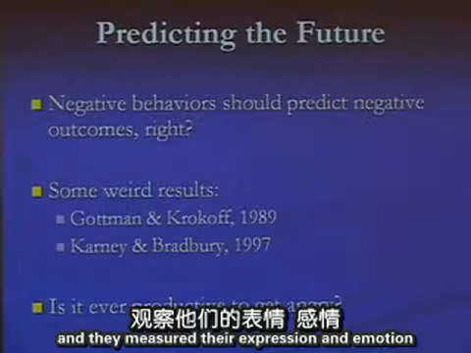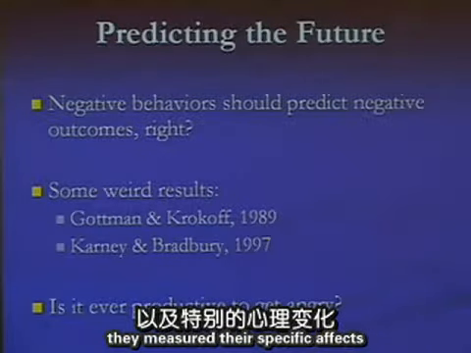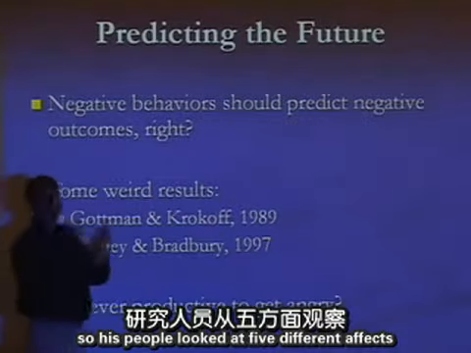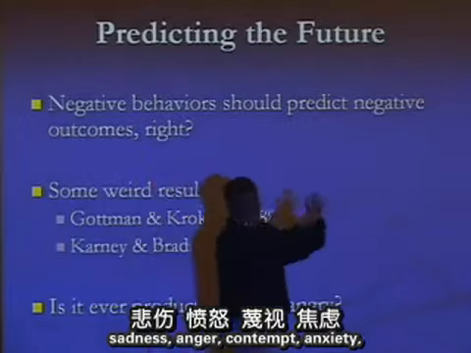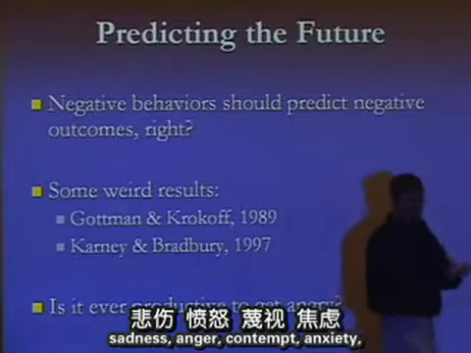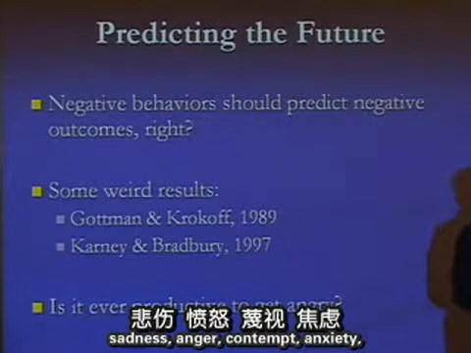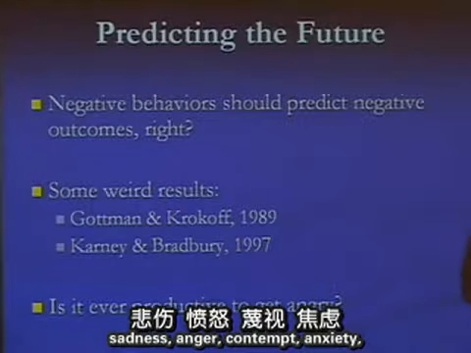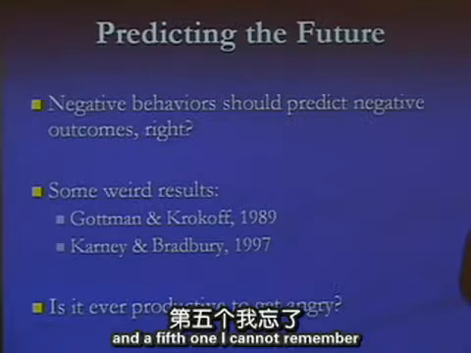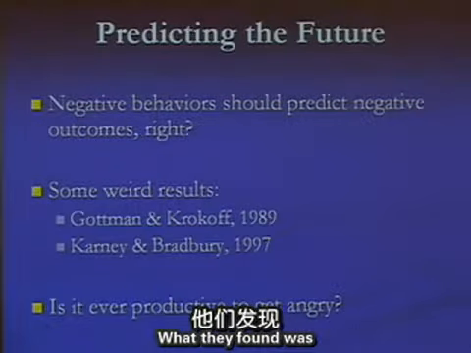And they measured their expressions of emotion. They measured their specific affect. So Gottman's people looked at 5 negative affects: sadness, anger, contempt, anxiety, and there was a 5th one that I cannot remember.